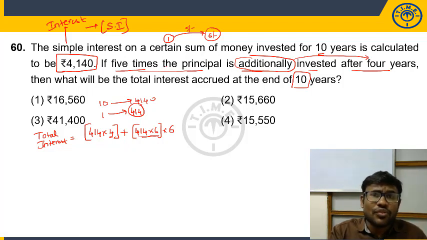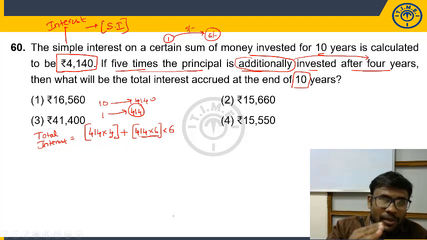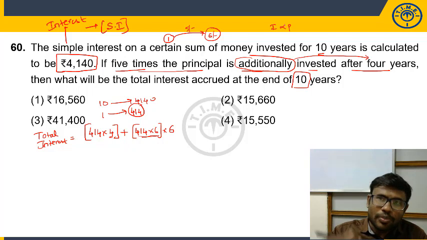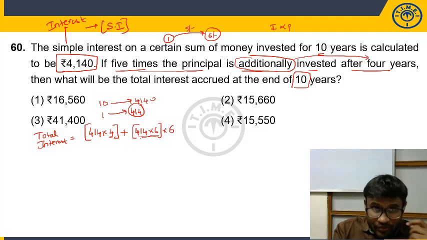So 5 times the principal means 5 rupees we are adding, so now the principal is 6 rupees. When the principal becomes 6 times, definitely the interest per year also becomes 6 times. Why? Because interest is directly proportional to principal. The more principal, the more interest. So 414 into 4 is the interest for 1 year.